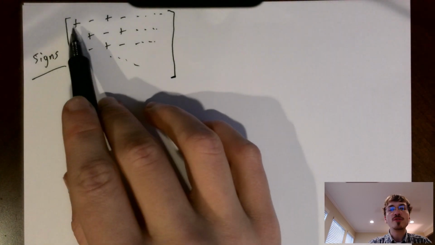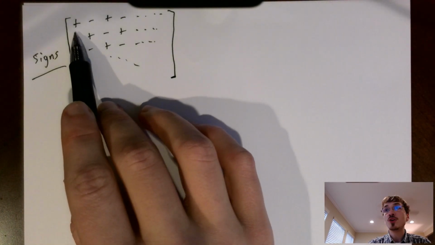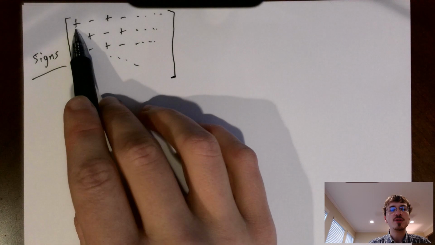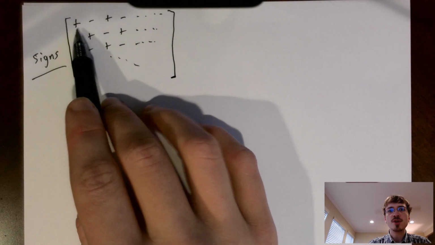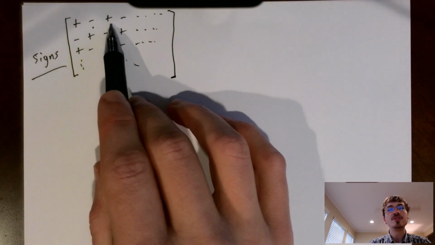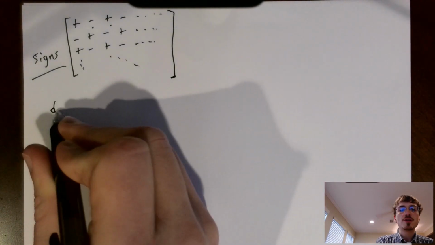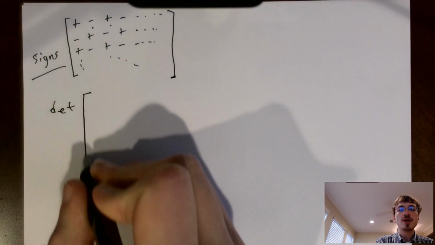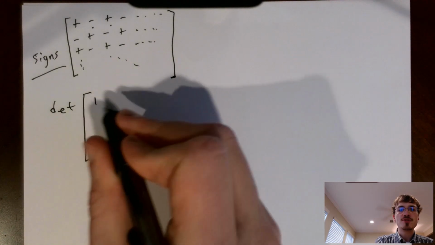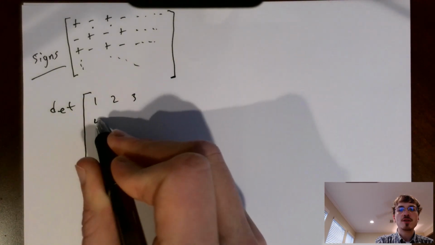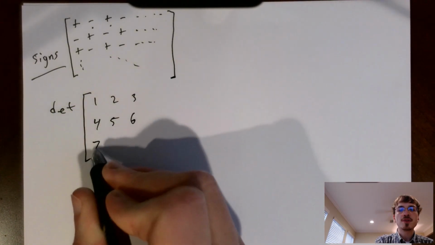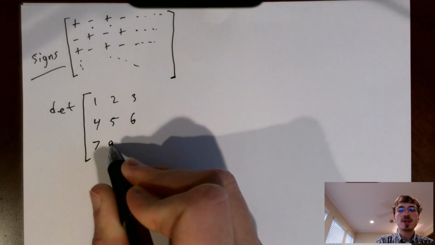So remember, when we expanded along the first row, like we just did in our previous example, the signs were plus 1, minus 2, plus 3. But let's compute the determinant of the same matrix another way. We'll compute the determinant of the same matrix 1, 2, 3, 4, 5, 6, 7, 8, 9. Oh, that's an 8.